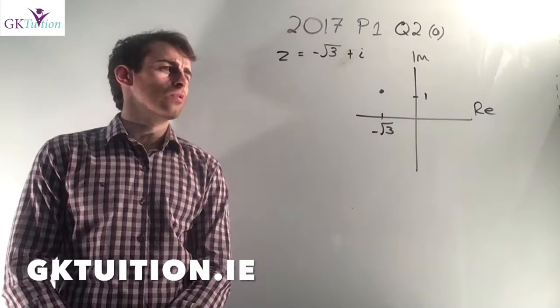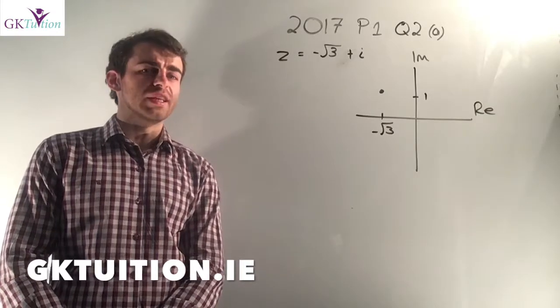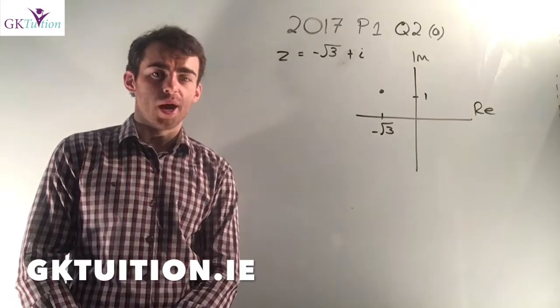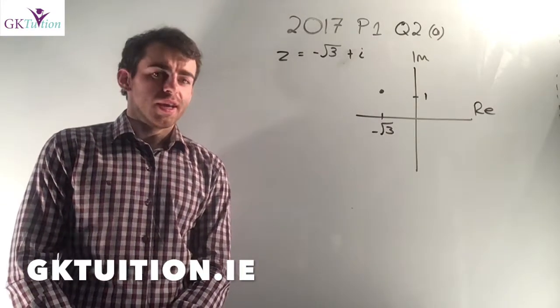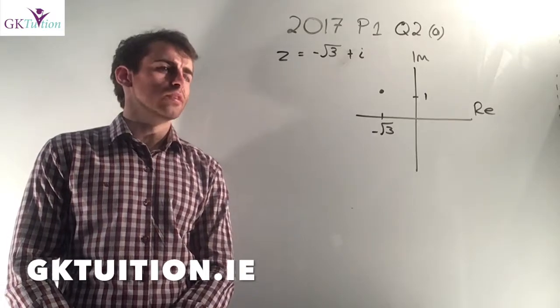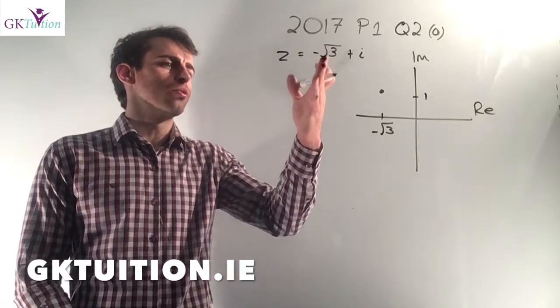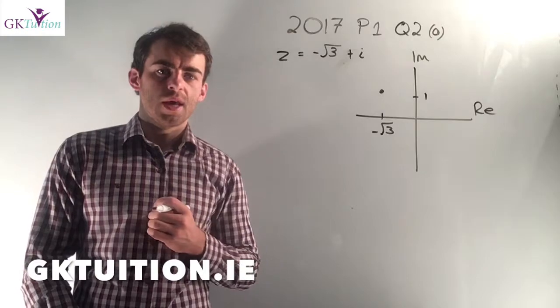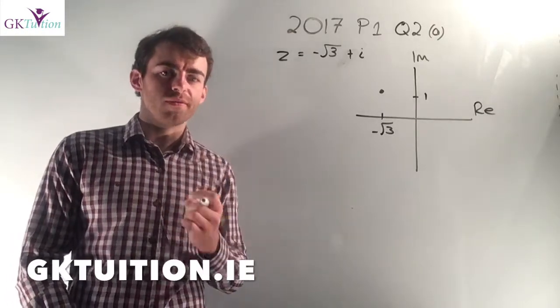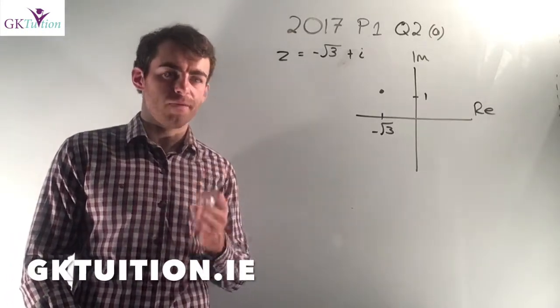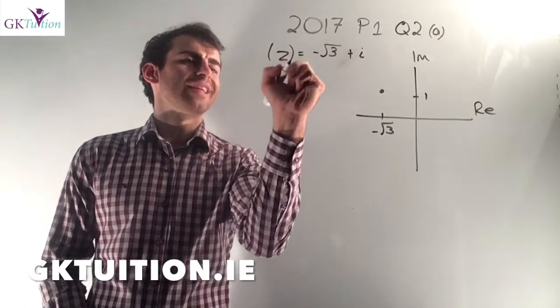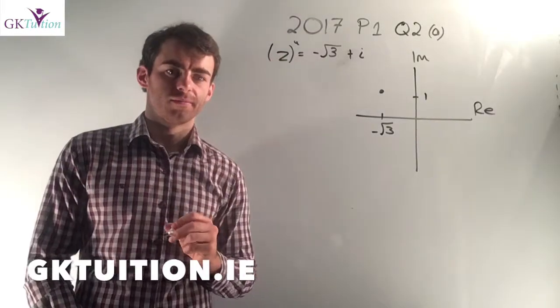Now the question that I've chosen to go through here is 2017 Paper 1 Question 2 Part A. In this question we're given the complex number z is equal to minus root 3 plus i, and we're asked to use De Moivre's Theorem to find z to the power of 4.